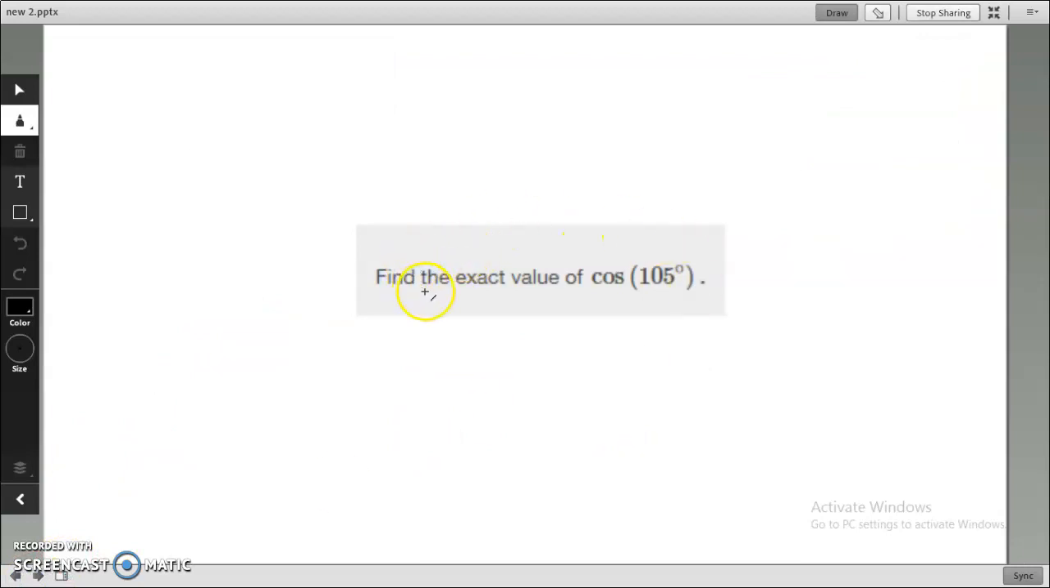Let's take another one. It says, now find the exact value of cosine 105. Again, I could put this in my calculator, but it's going to give me a decimal answer, which is not exact. So we're looking for the exact value. So that means that I need to find two numbers that add up to 105. Now, because I know the unit circle and the values that are on the unit circle, I'm going to go ahead and subtract 45 from this to find out what I get.